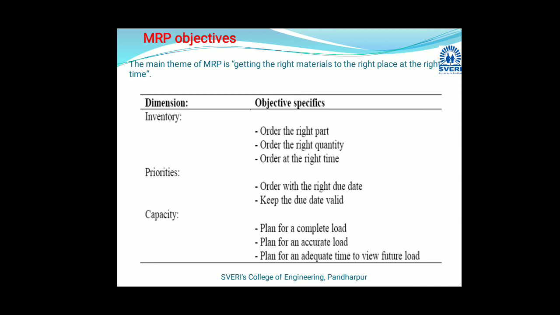So it will reduce inventory and lead to more profitability. Next, priorities: order with the right due date and keep the due date valid. That is the priority in the MRP objectives. Capacity: plan for a complete load, plan for an accurate load, and plan for adequate time to view future load. You have to keep these three dimensions in mind at the time of MRP planning: inventory, priorities, and capacity. Likewise, there are other specific objectives you have to take care of at the time of MRP planning.